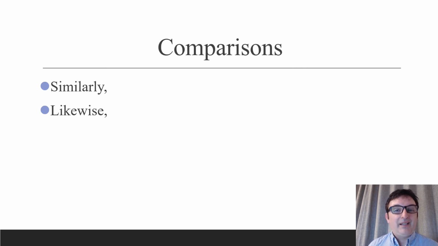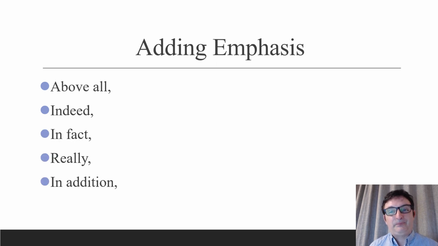Now, very small category next is comparisons, words like similarly and likewise. And that's to show that two ideas are the same. So you might have one sentence that says one thing, and the next sentence the writer wants to say this other thing is the same. So we'll use words that are comparisons. Other words we use just to add emphasis, to say this is important. And those are words like above all, indeed, in fact, really, and in addition again.